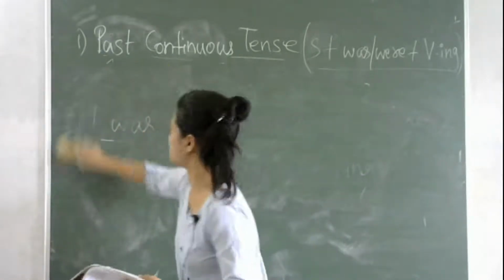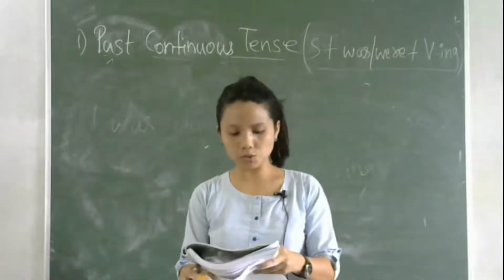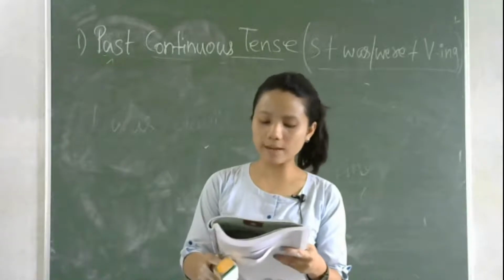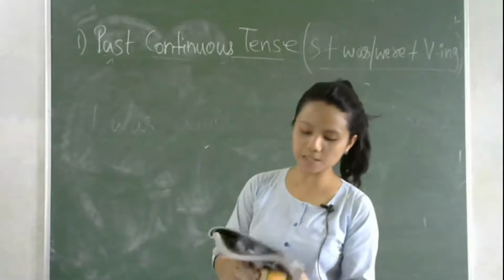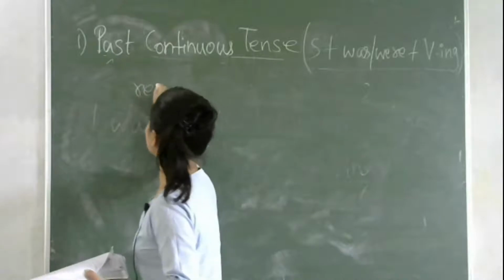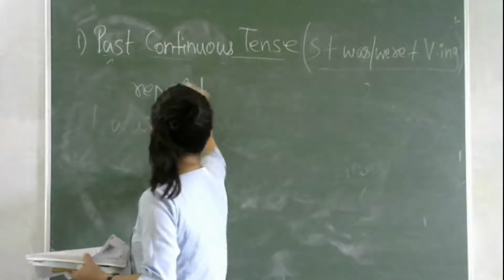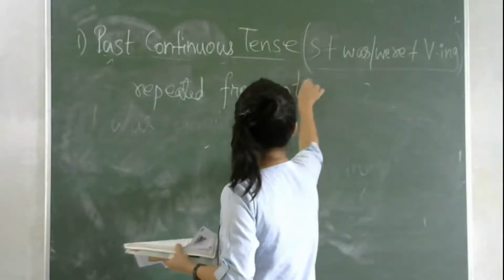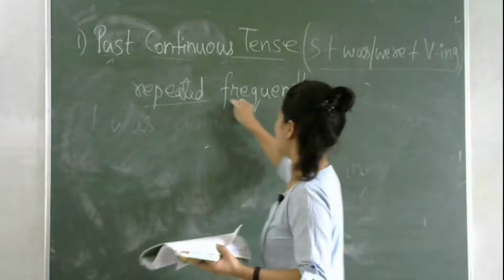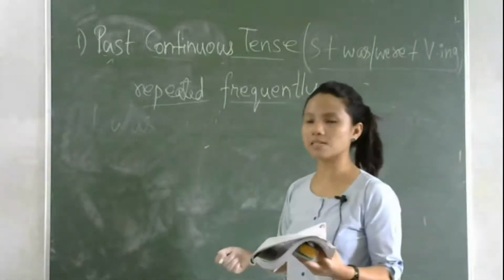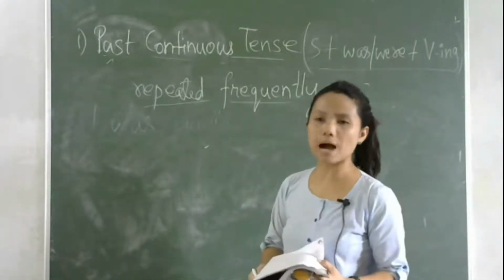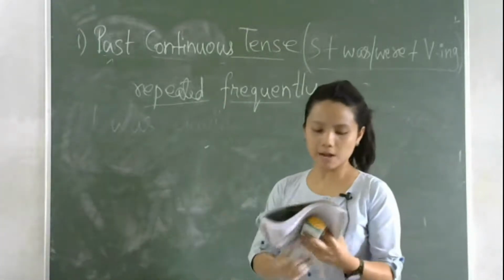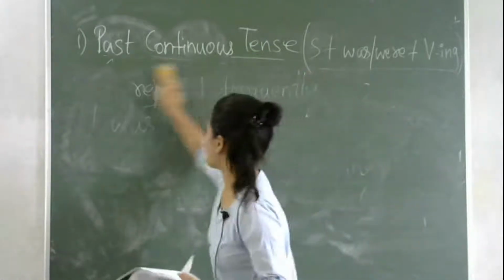Number two. We talk about an action that was repeated frequently in the past. Repeated frequently, that means similar to the simple past tense where it talks about a past habit. So repeated frequently also means again a habit. We will see an example now.